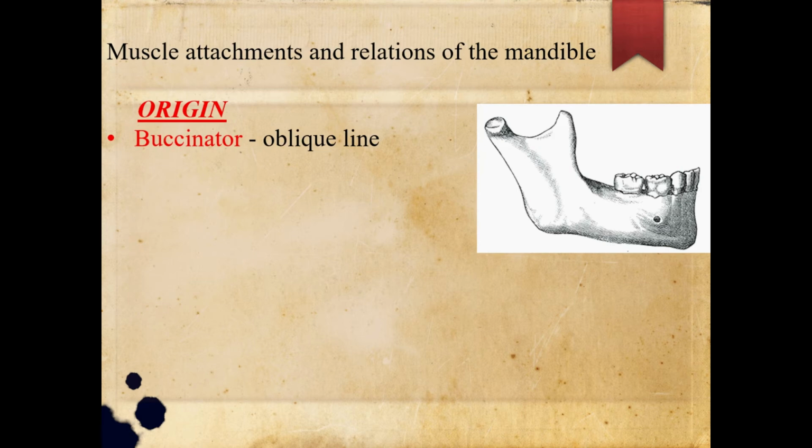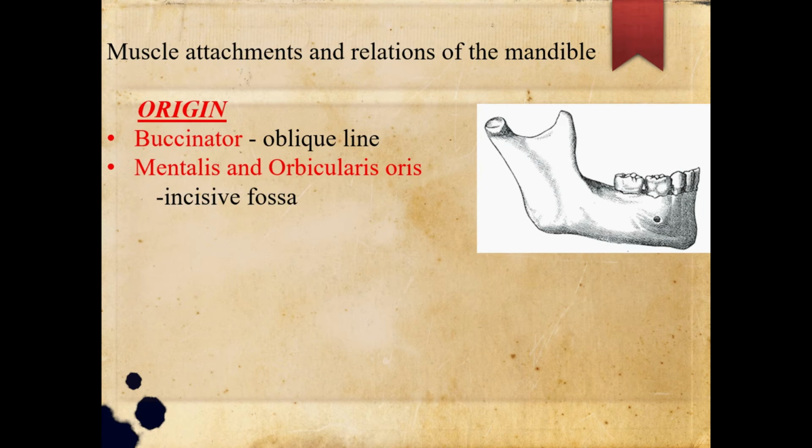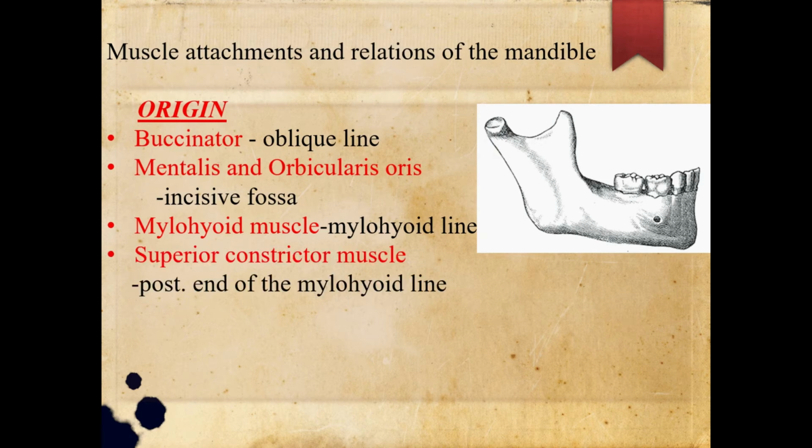Buccinator muscle. The oblique line on the lateral side of the body gives origin to the buccinator muscle. Mentalis and orbicularis oris muscle. The incisive fossa gives origin to the mentalis and mental slips of orbicularis oris. Mylohyoid muscle. The mylohyoid line gives origin to the mylohyoid muscle. The superior constrictor muscle of the pharynx arises from an area above the posterior end of the mylohyoid line.